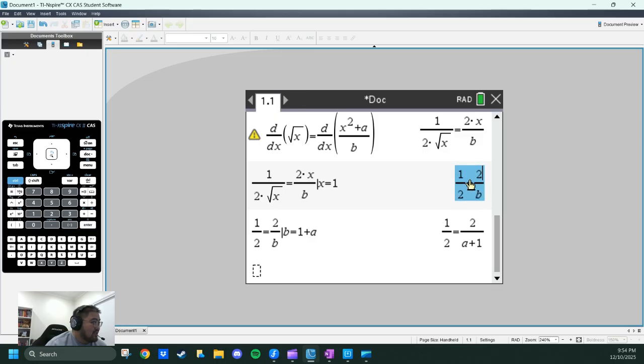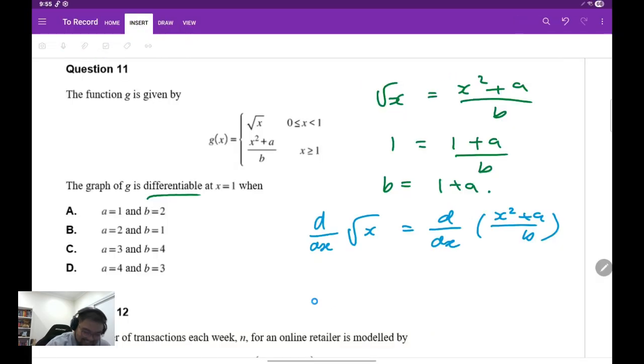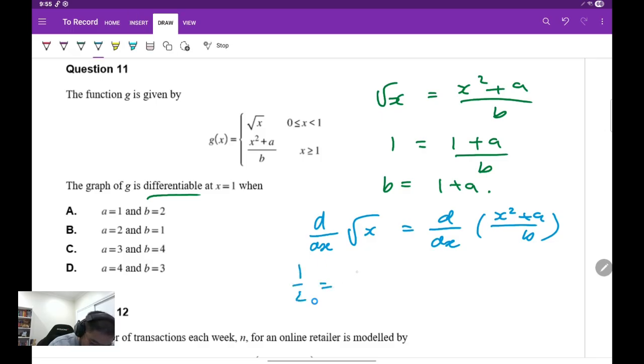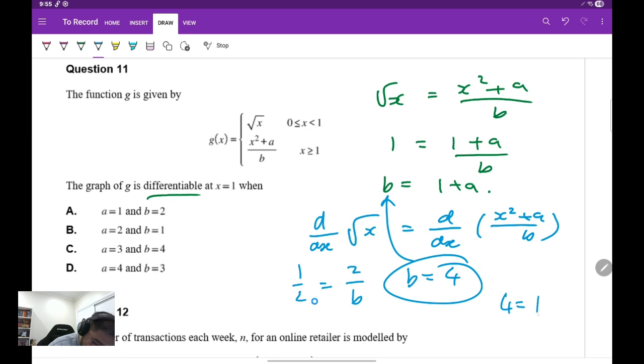So we're going to write this equation here. So half is equal to 2 over b. Sorry, now that I realize, so half is equal to 2 over b. This means b is equal to 4. And then once we get b is equal to 4, I'm just realizing how silly that was. We've got 4 is equal to 1 plus a, so a is equal to 3. And so we get C as our answer.